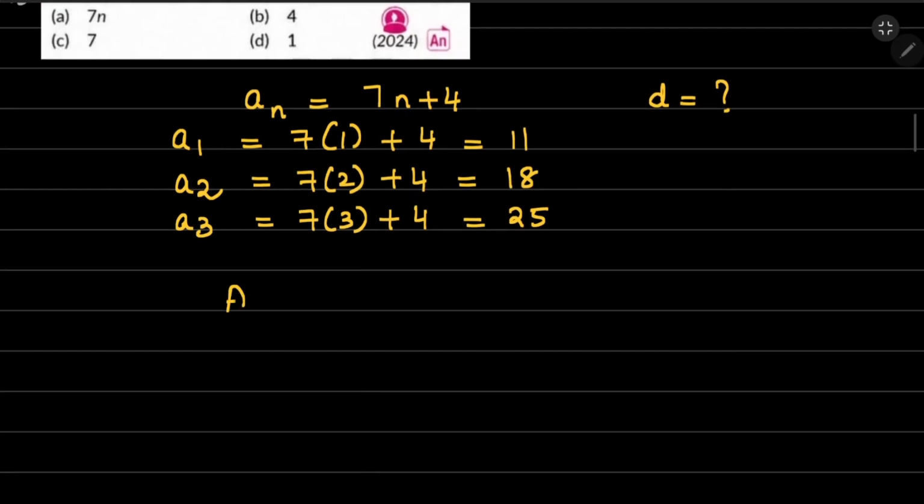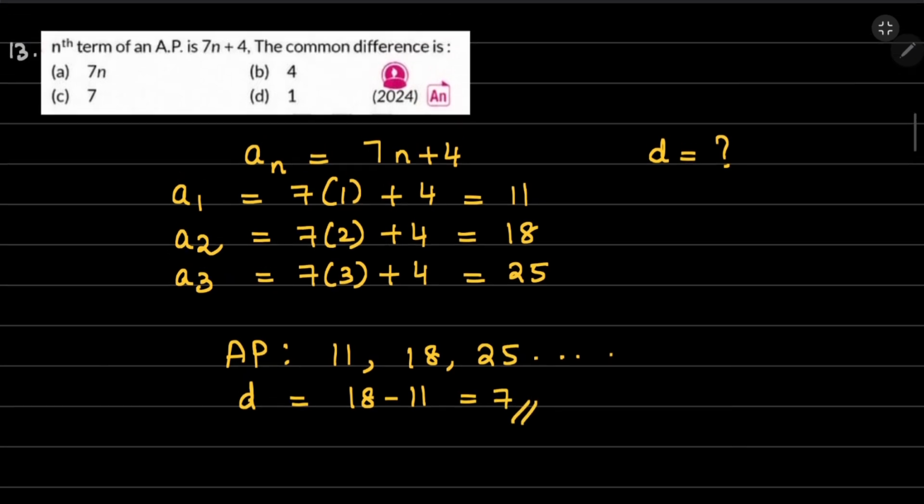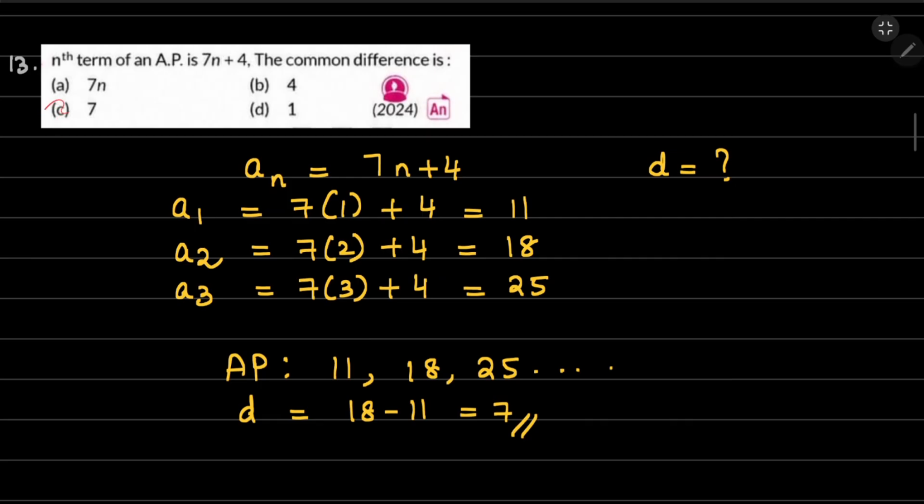Right? So what is your AP? 11, 18, 25 and so on. So what is your common difference D? 18 minus 11, which is 7. So which option is correct? It is C. 7 is the correct answer.